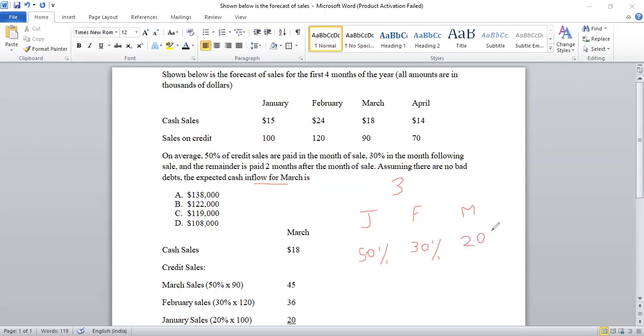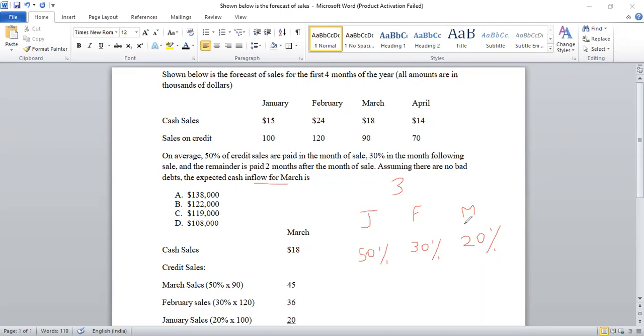The question is not asking about when would it be paid, but how much was received during a particular month. Assuming there are no bad debts, the expected cash flows for a particular month. The cash flows would be received from the sales which were made in the previous months. If we talk about March, March will have a portion of the amount from the sales made in February. March will also have a portion of the amount which is received from January. So that is how we have to take into consideration.